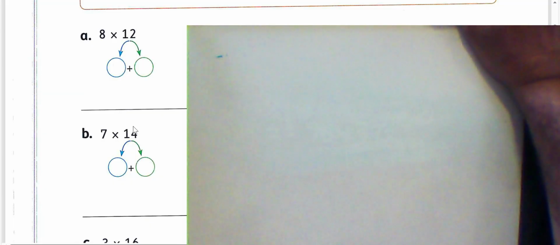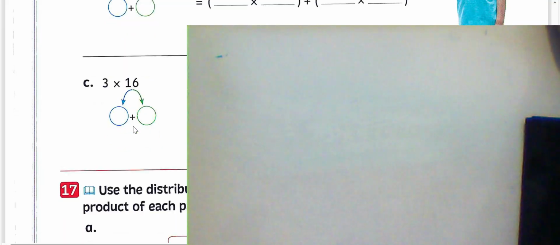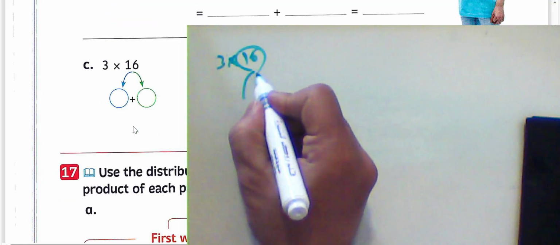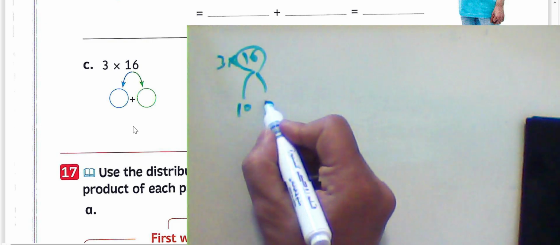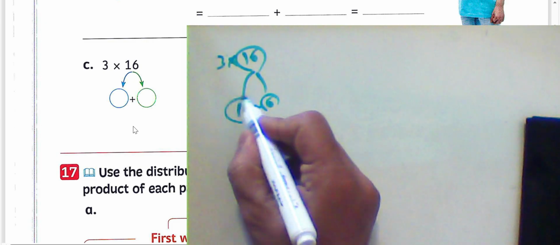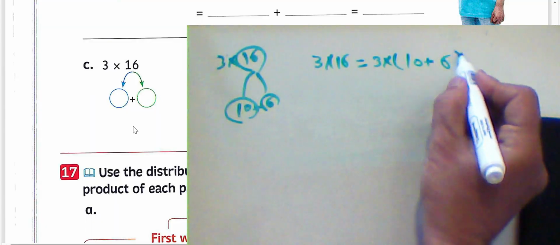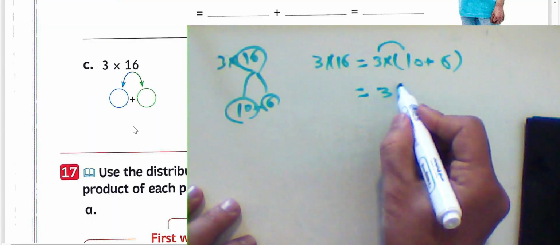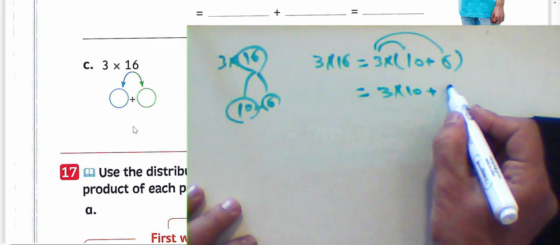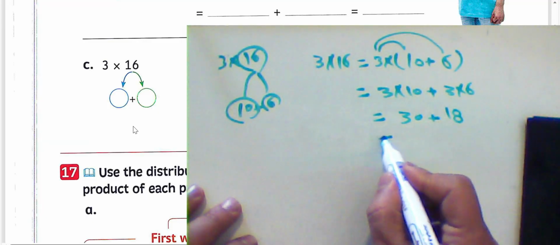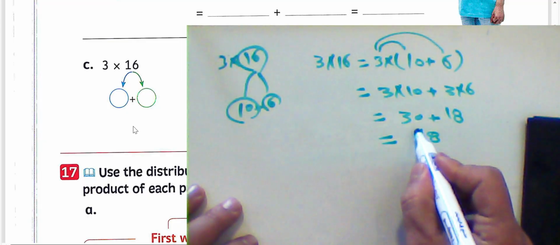Understood? Next, let's see, 3 times 16. You can choose any numbers whose sum equals 16, like 10 and 6. 10 plus 6 equals 16. Then you can write 3 times 16 equals 3 times (10 plus 6). And then using the distributive property, 3 times 10 and 3 times 6. 3 times 10 is 30 and 3 times 6 is 18. You can collect: 8 plus 0 is 8, 3 plus 1 equals 4.